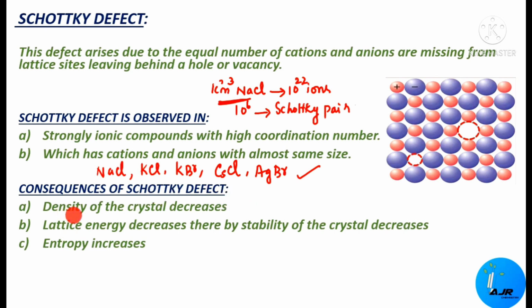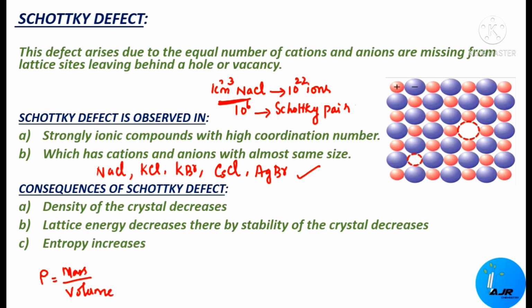The first one is that the density of the crystal decreases. How does the density decrease? What do you mean by density? How to calculate density? Density is represented by the term rho. Density means mass by volume, am I right? This is the general formula.